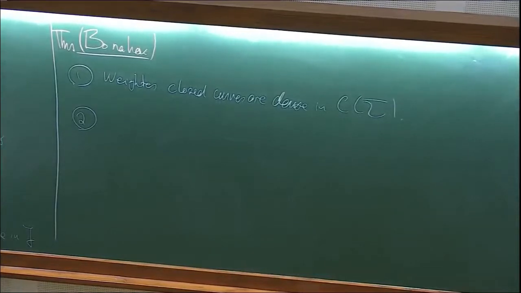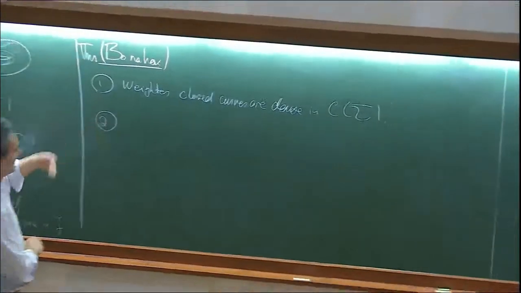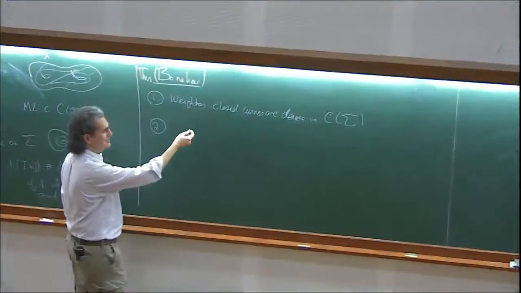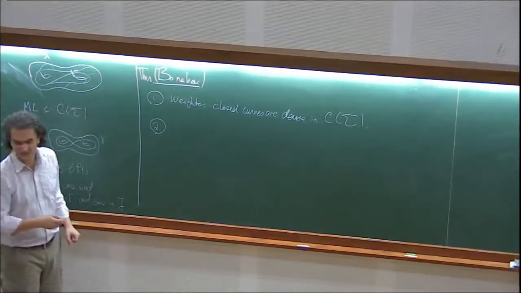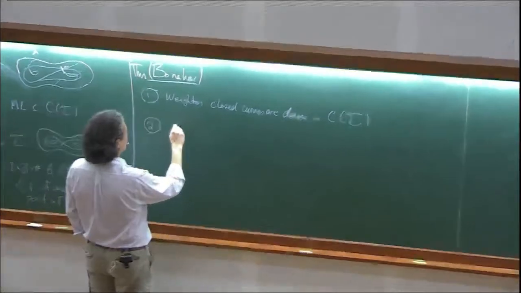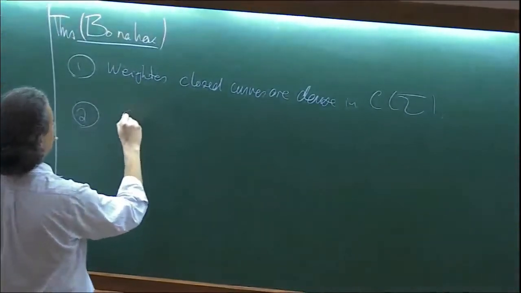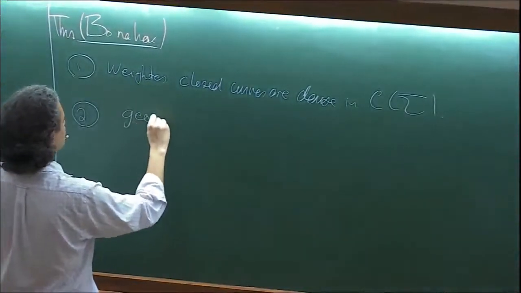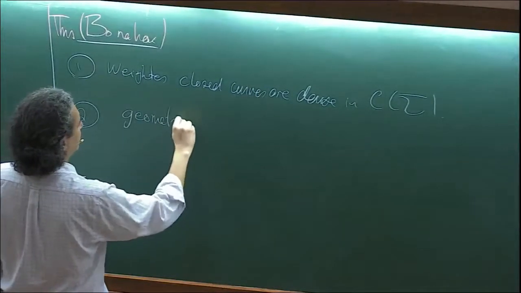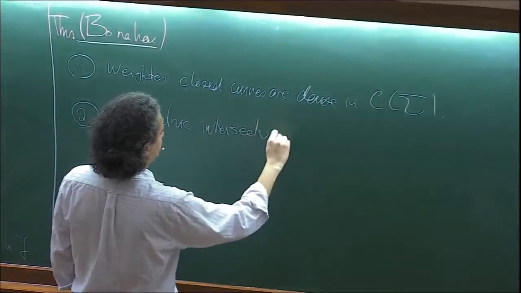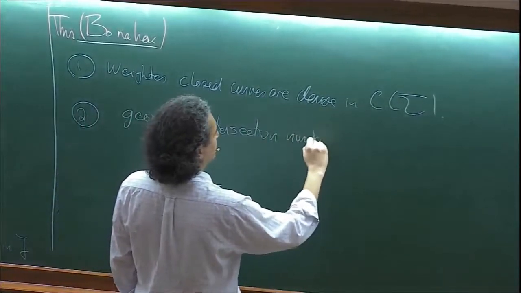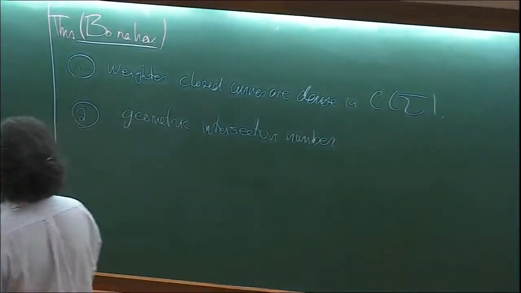So what I want to say is that there is a pairing between weighted closed curves, namely the intersection number, right? So when I say geometric intersection number, this is a pairing between closed curves.